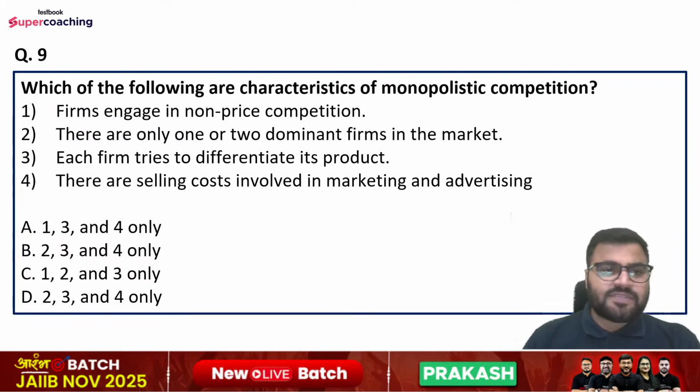Question number 9 is, which of the following are characteristics of a monopolistic competition? Statements are: firms engage in non-price competition; there are only one or two dominant firms in the market; each firm tries to differentiate its product.